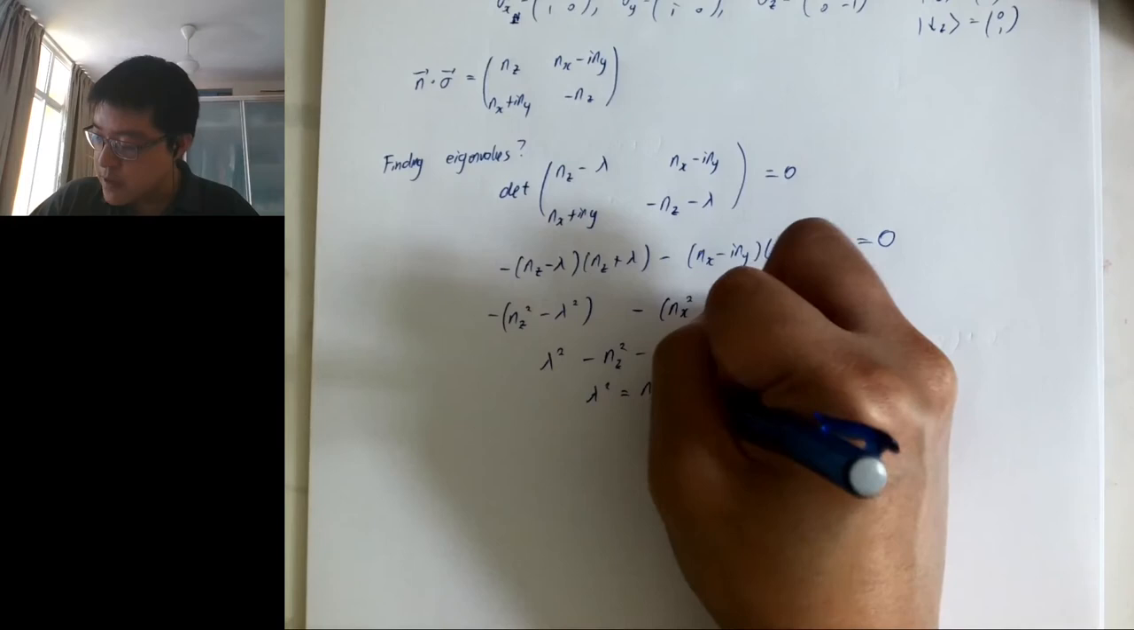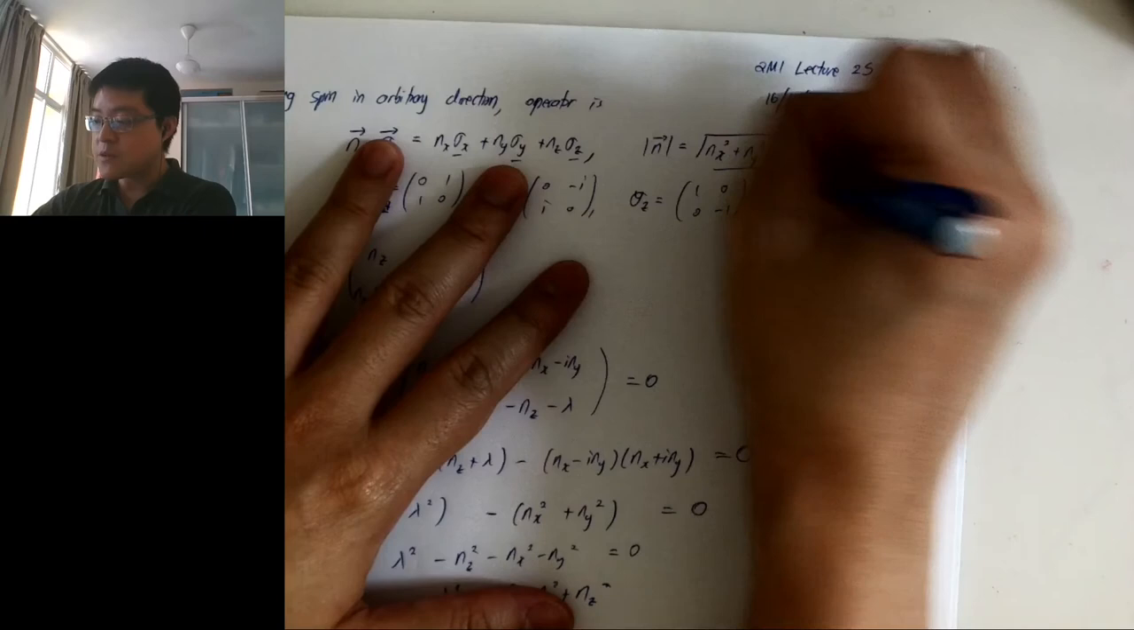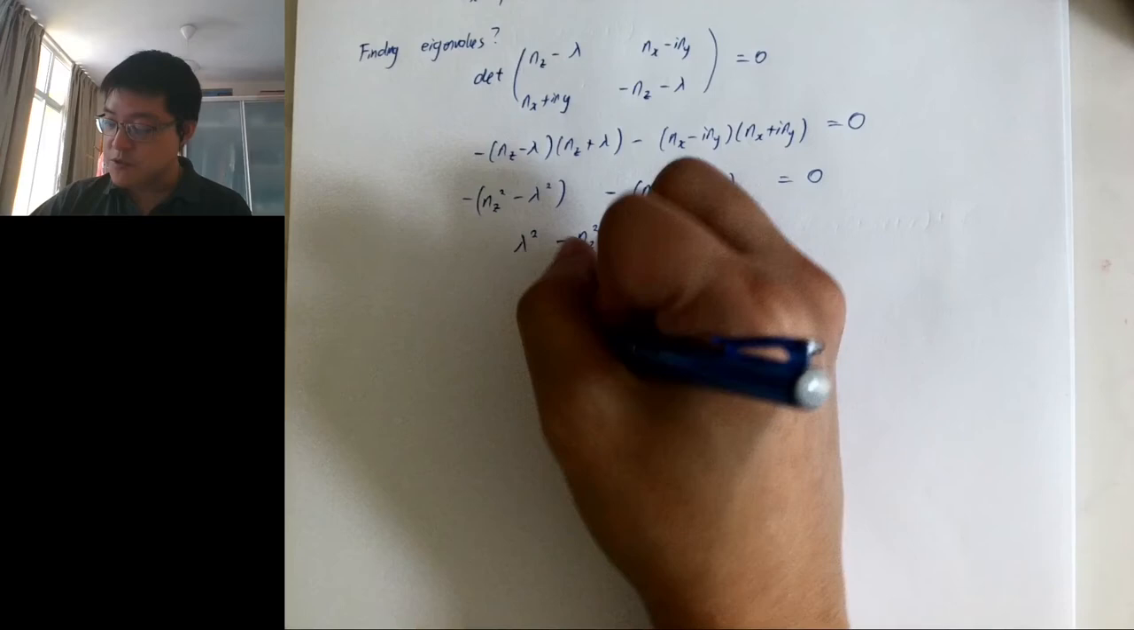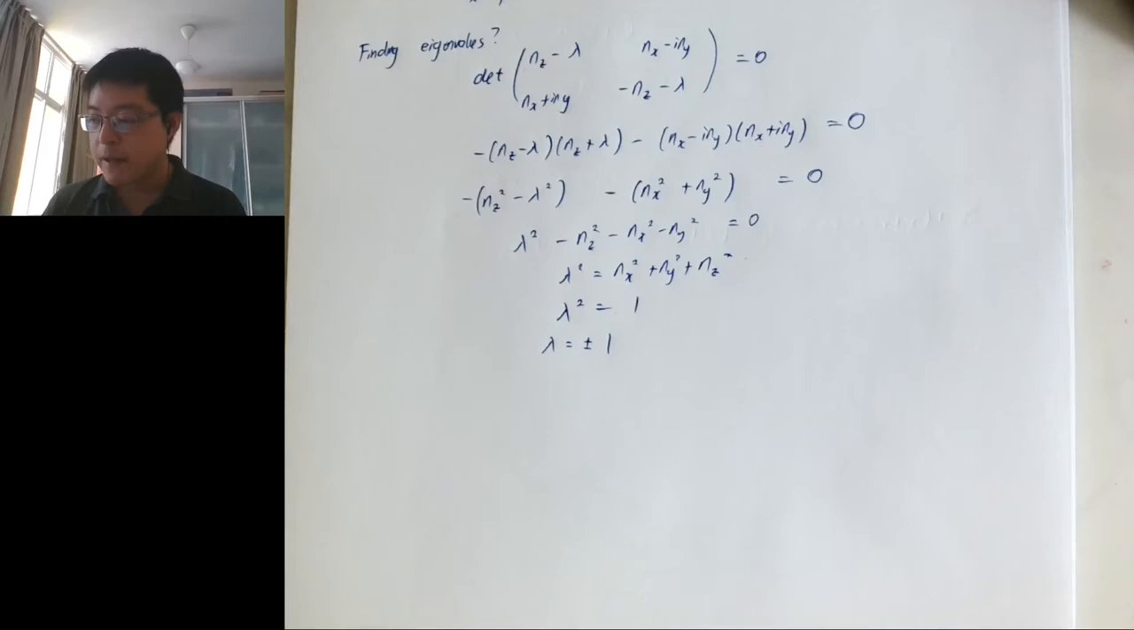But this one, if you remember, is supposed to be equal to 1. The square of 1 is still 1. So we got lambda square equals to 1, right? Very easy. So we got two solutions. It's either plus 1 or negative 1. Okay, so we have found the eigenvalues of the general operator measuring the spin in any direction.